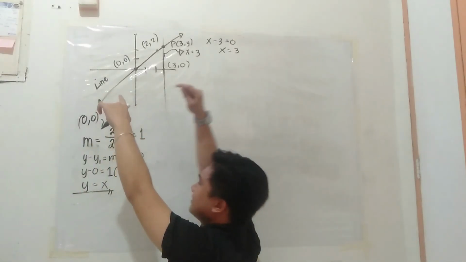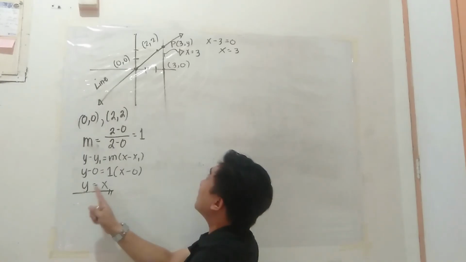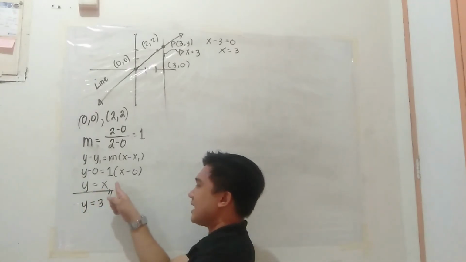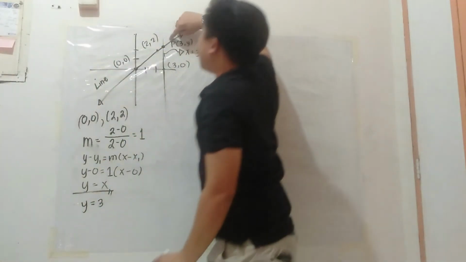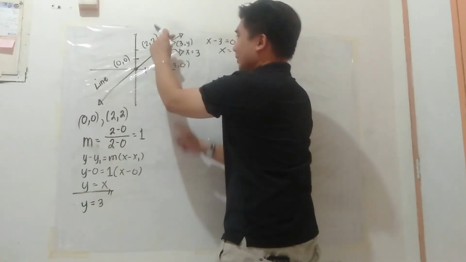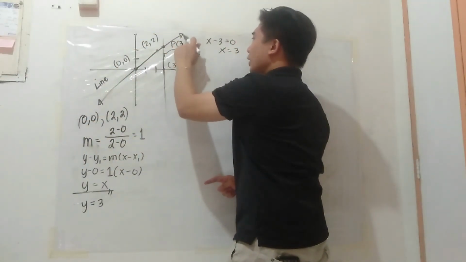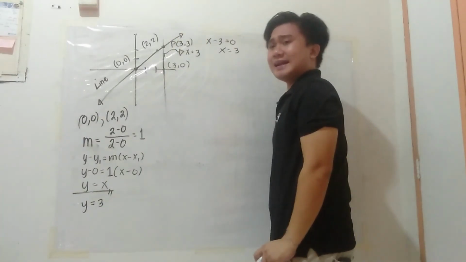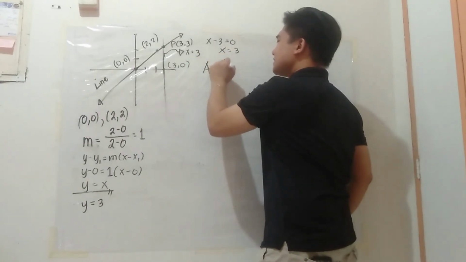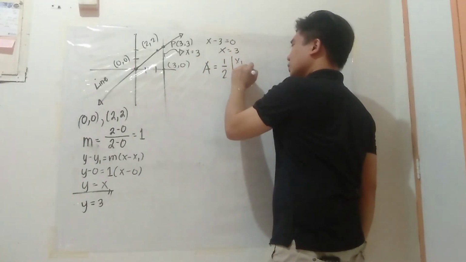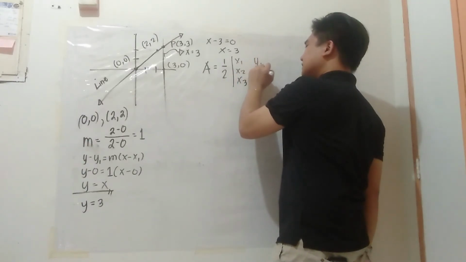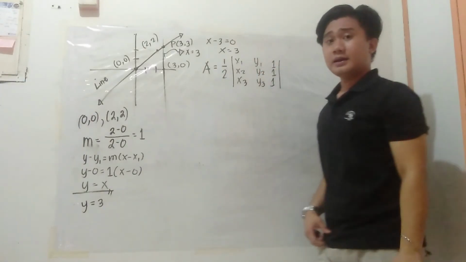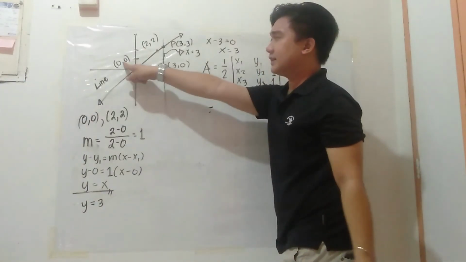Okay? And then, paano mo malalaman yung value ng y? What is x? 3. So, y is equal to 3. Kasi x is equal to 3. So, yung point pala ng intersection ng linyang ito tsaka ng linyang ito ay (3, 3). Okay? And then, pwede mo nang makuha yung area natin ng triangle. Di ba? That is 1 half, x1, x2, x3, y1, y2, y3, and yung last na column ay lahat ay 1 lamang po. Okay? So, simulan ko na lang dito sa 0, 0.